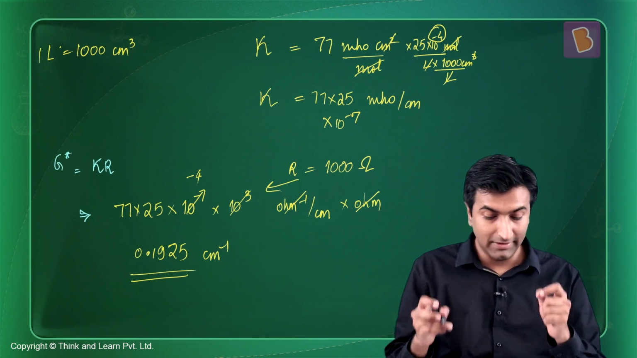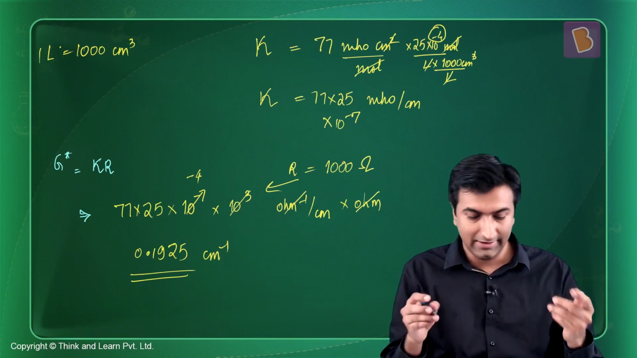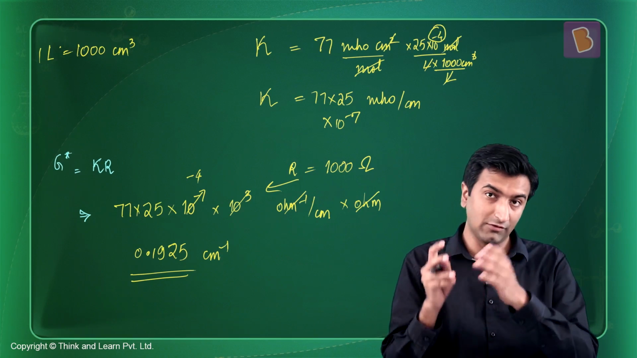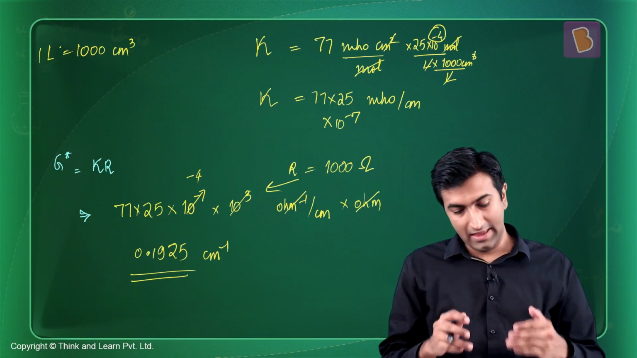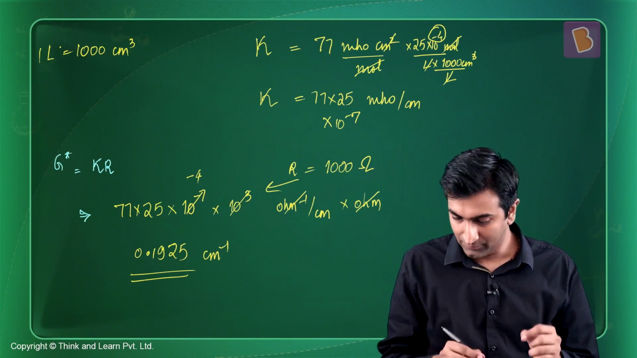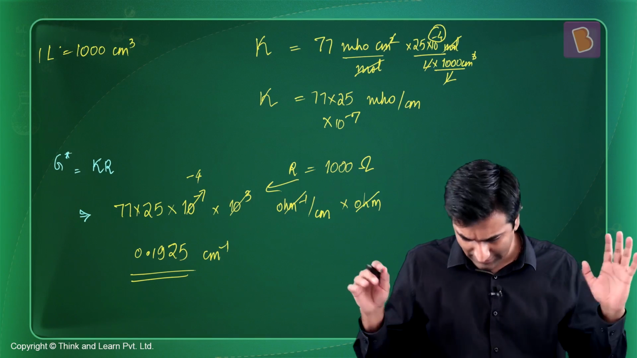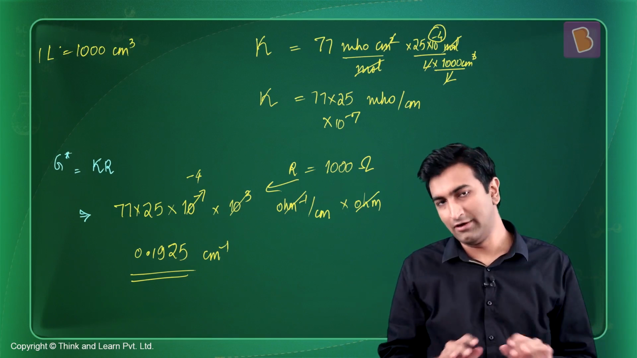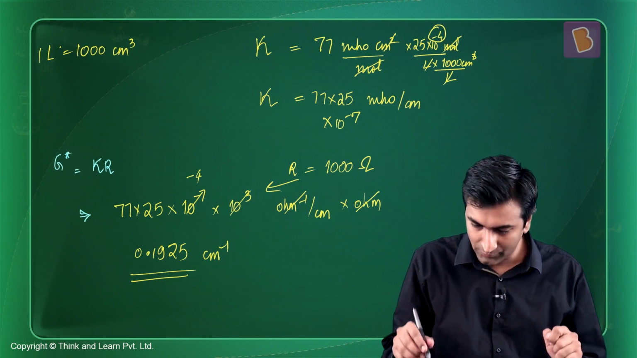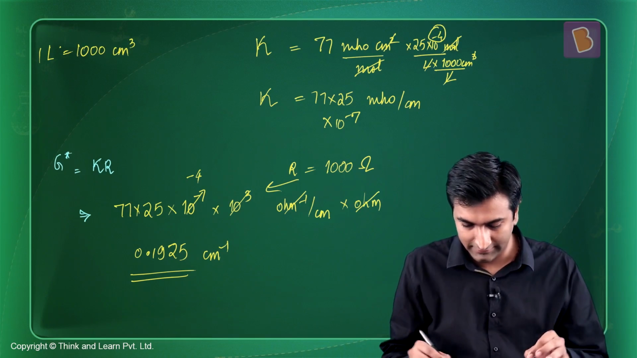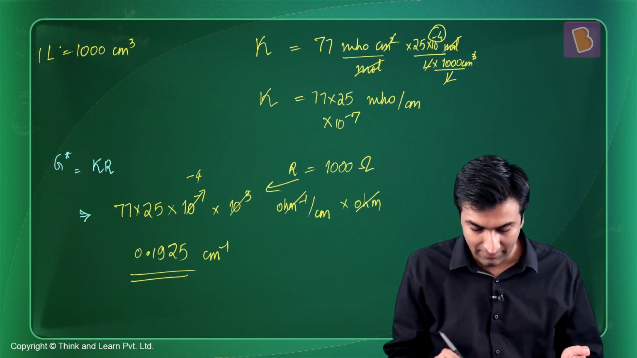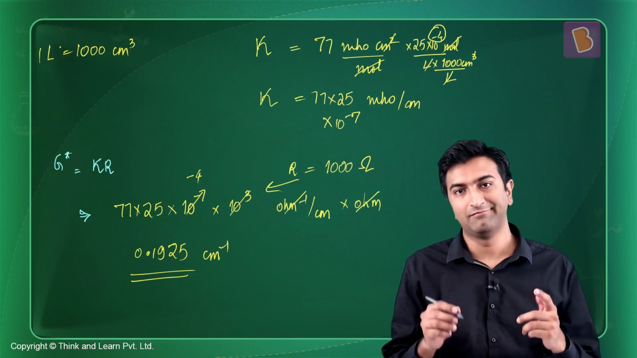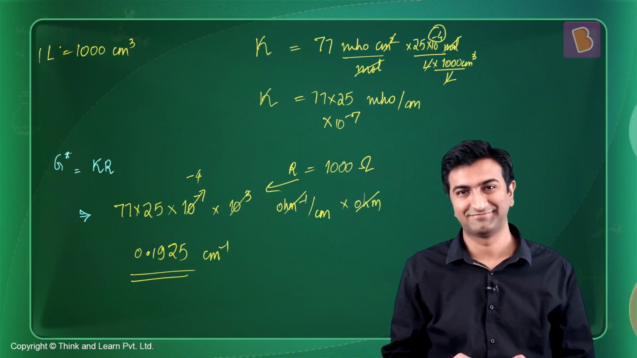Then we used the basics of physics and got G star, which is the cell constant, equal to kappa times the resistance. And there you go. We made sure of the units, the exponents, all of that, accounted for everything. Left the numbers and calculations right to the end. Always do that. Do all the exponents and cancelling of units, make sure everything is correct. The actual calculation can happen right at the end, which is 0.1925 centimeter inverse, which is answer option D.